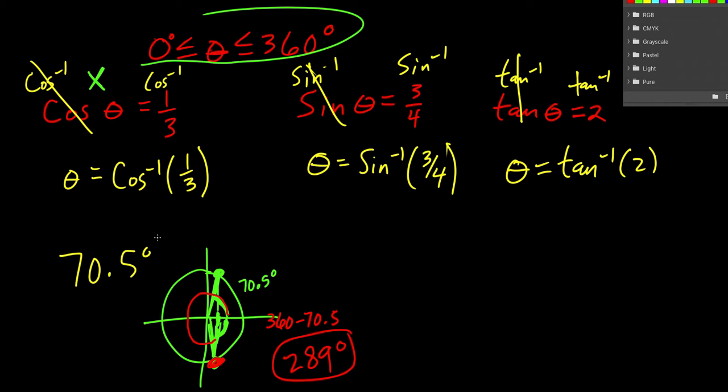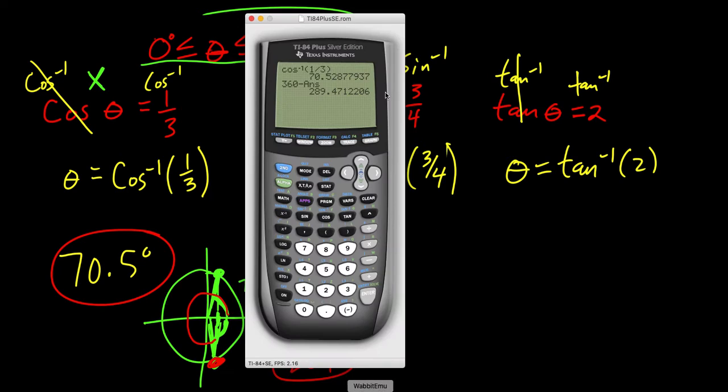Okay, so those are the 2 answers to make this true, and you can test this in a calculator, you can check your answer. If you do cosine of this or cosine of this, you'll get 1/3 or 0.33333 for both of those answers. Okay, we're going to do a similar thing with the sine.